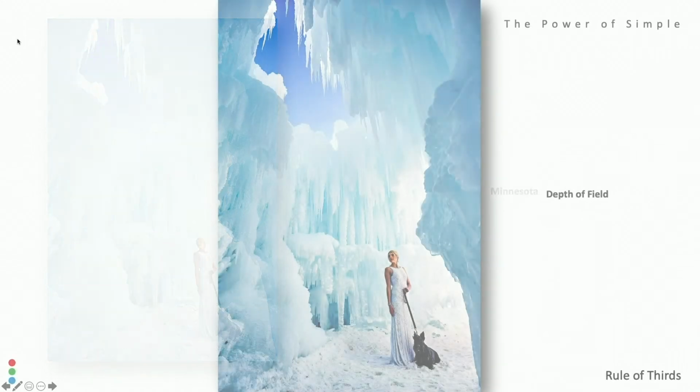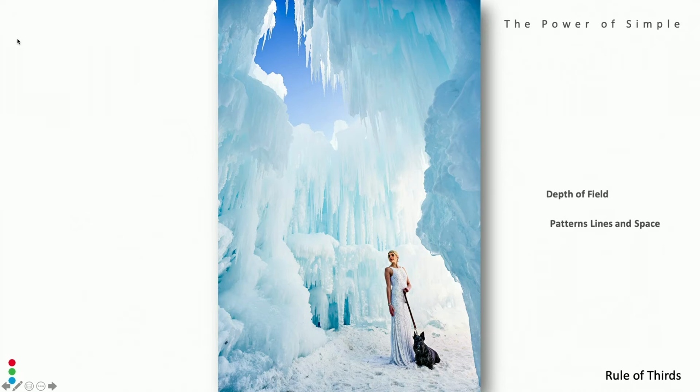We have a little bit of depth of field here. Not too much, but she's in the foreground and the ice is a little bit softer. I used, I believe, a 16 to 35 to shoot this. We do have patterns, lines, and space because the ice makes vertical lines all the way throughout the image, the icicles. And then we also have her in the lower third.